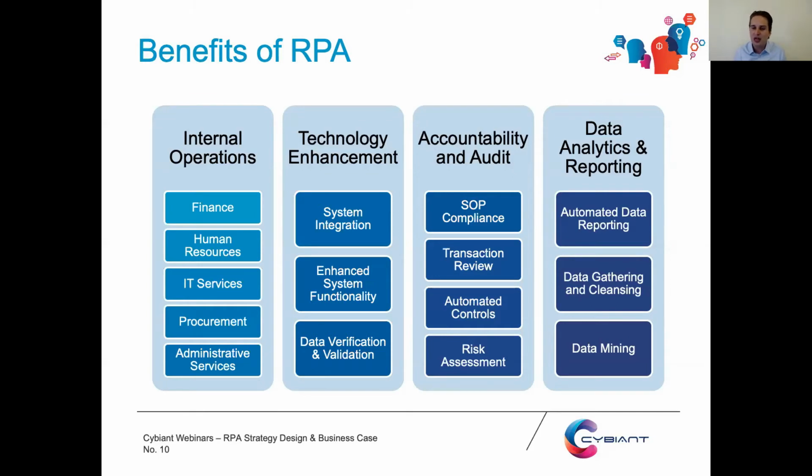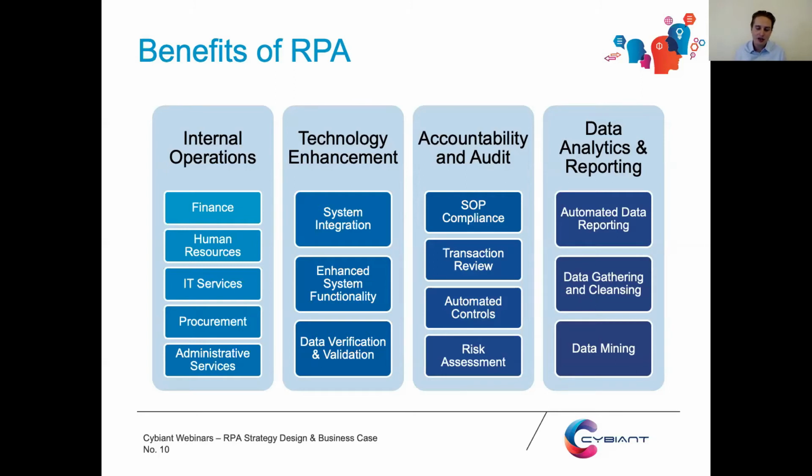In order to do that, I always like this classification into 4 major categories. RPA can help for internal operations, for enhancing your technology, for making sure that you have higher standards in terms of accountability and audits. And also, last but not least, it provides data analytics and reporting in a much more structured way. So let's see what we mean with that. And we'll start quickly with internal operations.